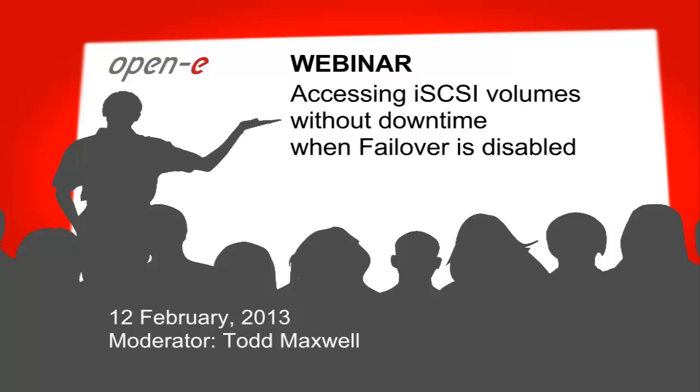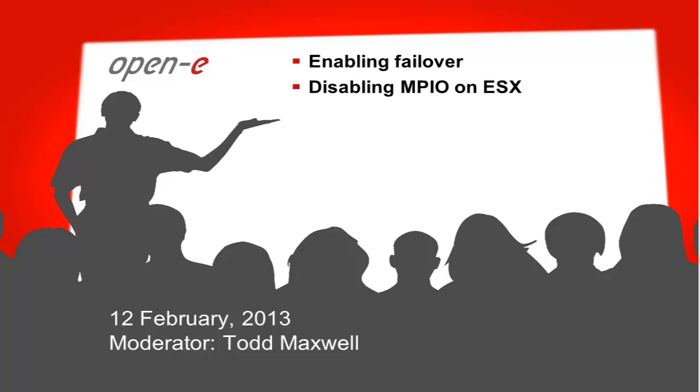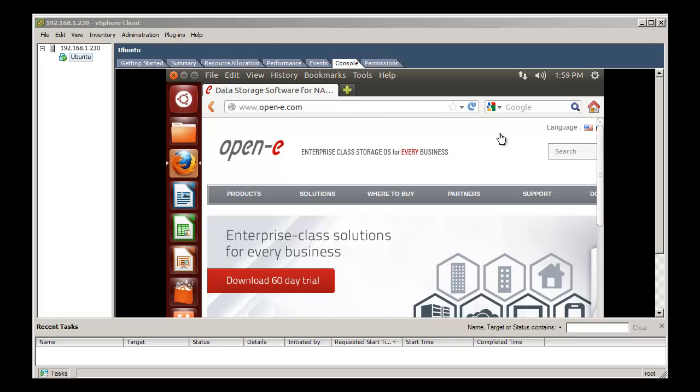My name is Todd Maxwell and we're going to be talking about how to access iSCSI volumes without downtime when the failover is disabled. This is kind of unique because we're going to configure the MPIO to be able to access the data on the physical IP addresses when failover is disabled. Disabling failover, then changing the settings, and then enabling the failover back. And then of course we're going to disable the MPIO on the ESX. So we're going to go over some of these steps to show you what it's like and how it's going to be performed.